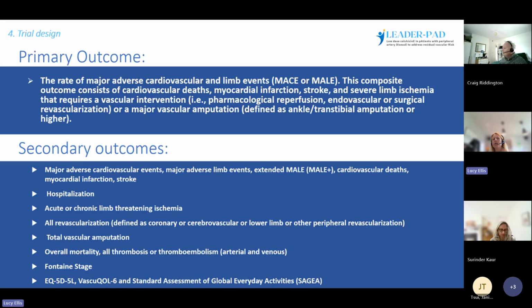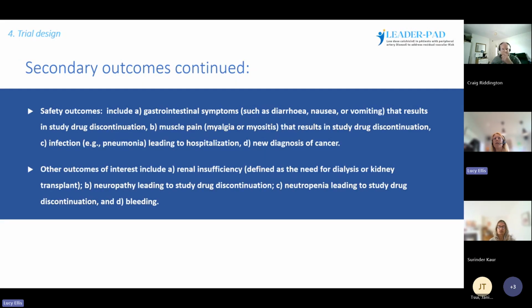And there are also a number of secondary outcomes, so looking at those outcomes that make up that composite primary outcome individually. There's also some quality of life outcomes that are assessed via questionnaires that the participant completes at randomisation and then annually after that. And there's also a number of safety outcomes and some other outcomes of interest as well. And these are all detailed in full in the study protocol.